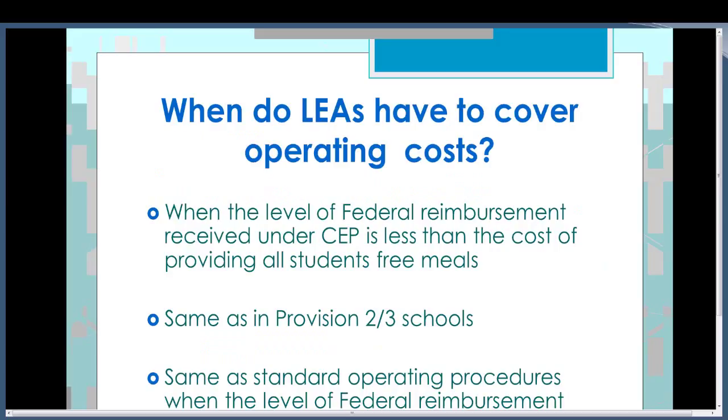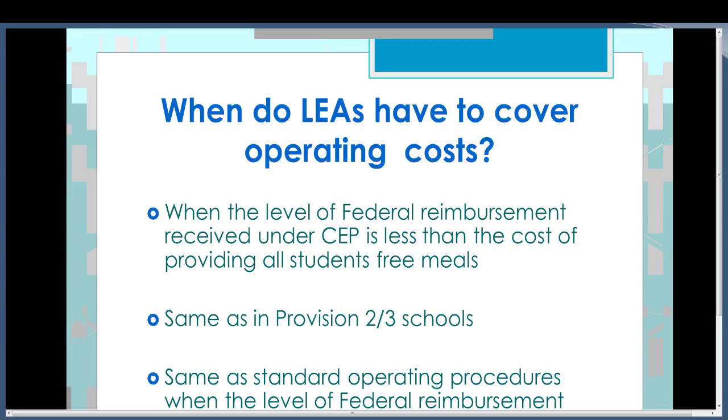On the other side of the coin, however, if the federal reimbursement is less than the cost of providing all students free meals, then the difference must be paid from non-federal sources. Don't let that scare you. This isn't unique to community eligibility. It's the same for Provision 2 and 3 schools. Those are the other universal meal service options that we have already been offering for a few decades now.